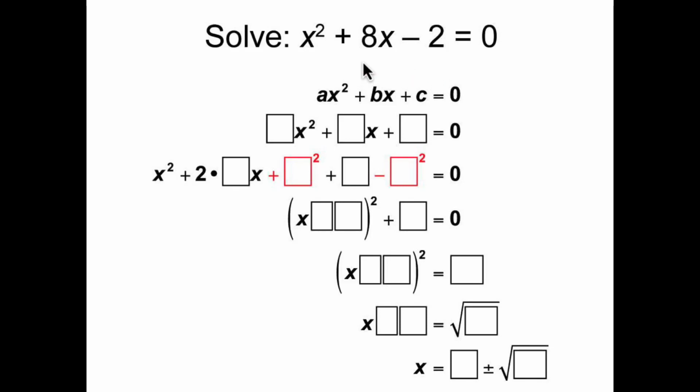To solve this quadratic equation, let's use the technique of completing the square. Let's walk through the process. First, ensure the quadratic equation is written in standard form: ax squared plus bx plus c equals 0. And as you can see, this quadratic equation is in standard form.